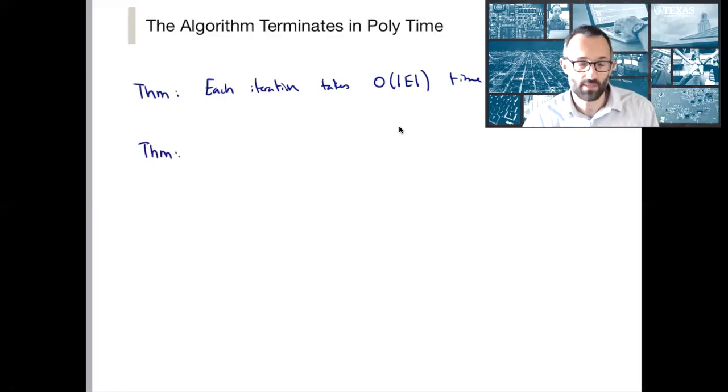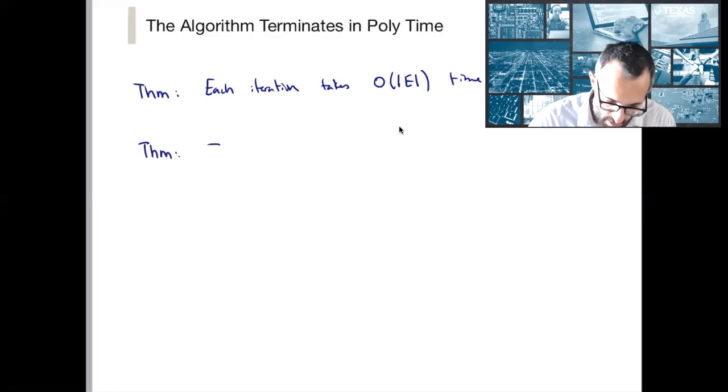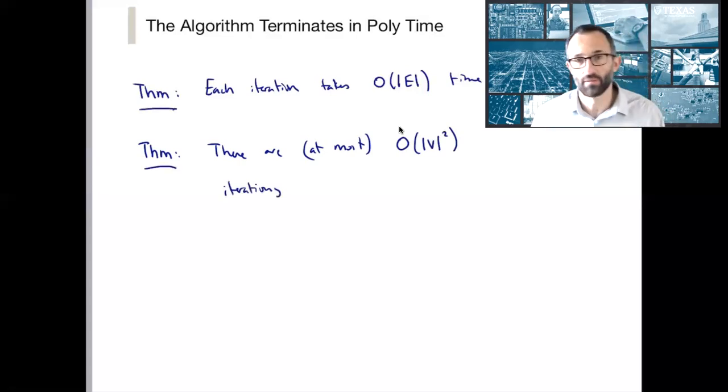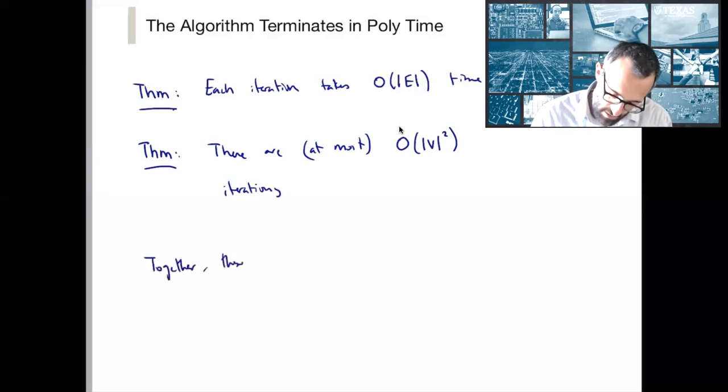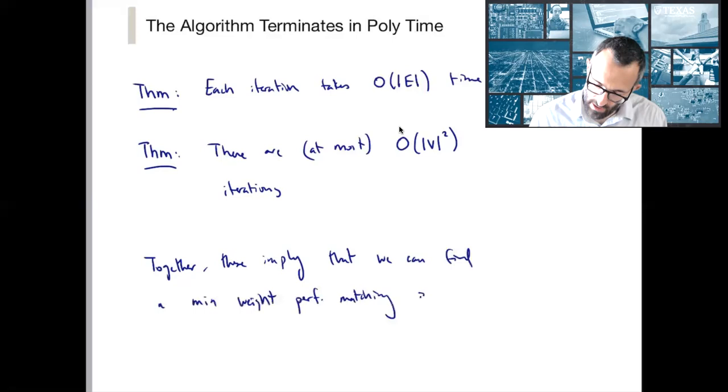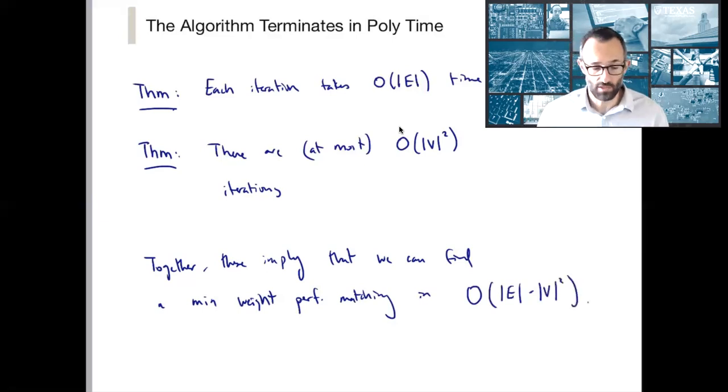The bulk of this lecture is going to be focused on the second theorem, which says that there are order V squared iterations. Together, these two theorems imply that we can find a minimum weight perfect matching, if it exists, in time that's the number of edges times the number of vertices squared.